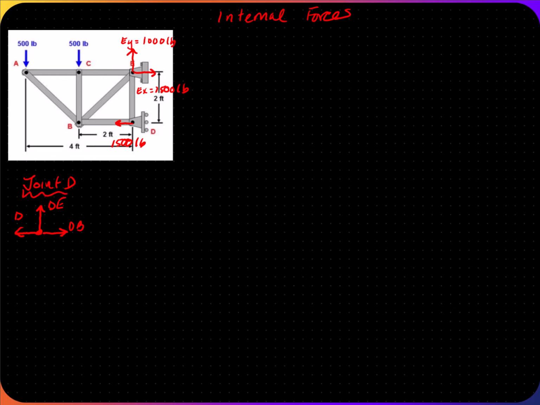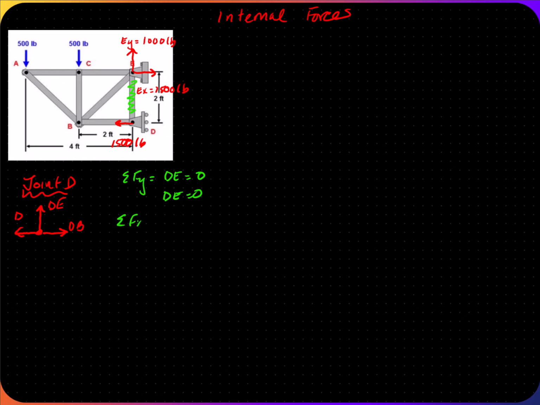Unlike the external forces, when we do internal forces, we only do a sum of Fx and a sum of Fy. So my sum of Fy is going to be DE, which is equal to 0. So DE is equal to 0. Therefore, it is not a necessary beam, it's a wasted beam. So that could even be crossed out.